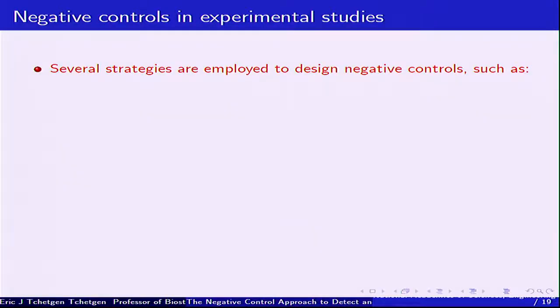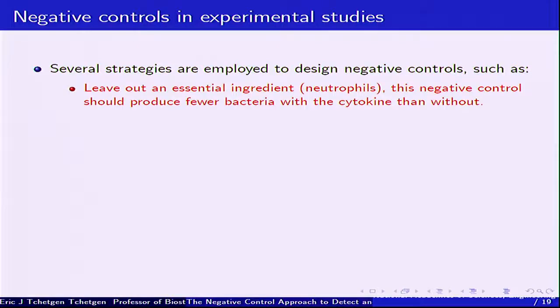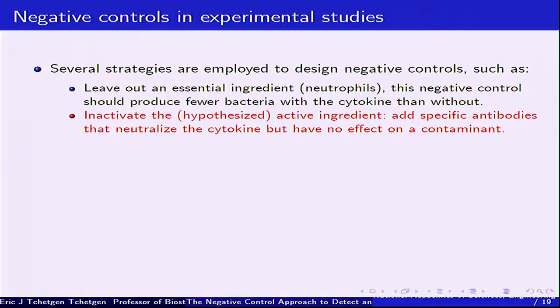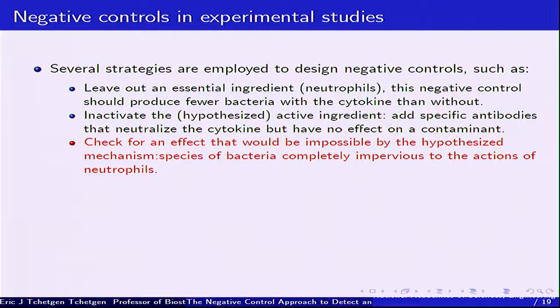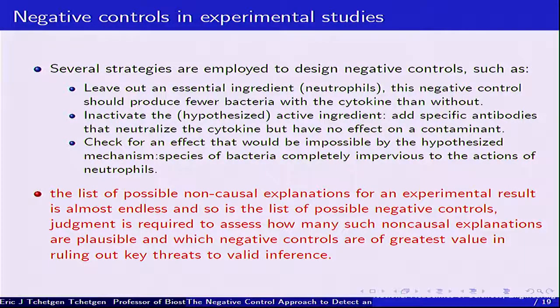Several strategies are employed to design negative controls. For instance, you may leave out an essential ingredient, the neutrophils in this case. This negative control could produce fewer bacteria with the cytokine than without. Inactivate the hypothesized active ingredient by adding specific antibodies that neutralize the cytokine. Check for an effect that would be impossible by the hypothesized mechanisms. Use a species of bacteria completely impervious to the actions of neutrophils.